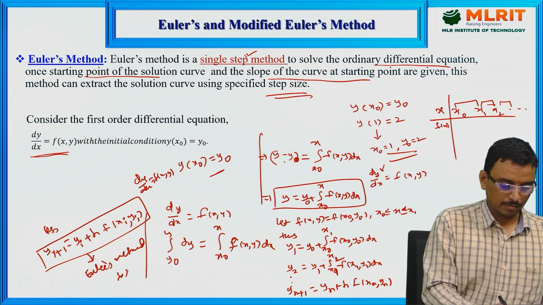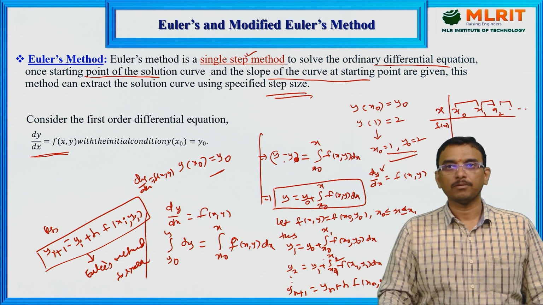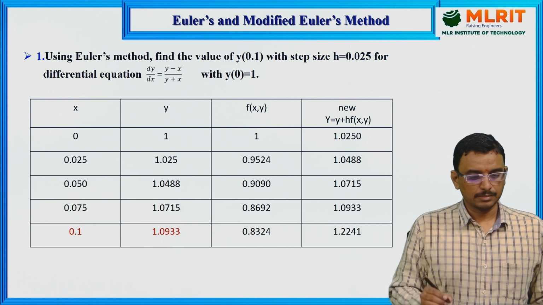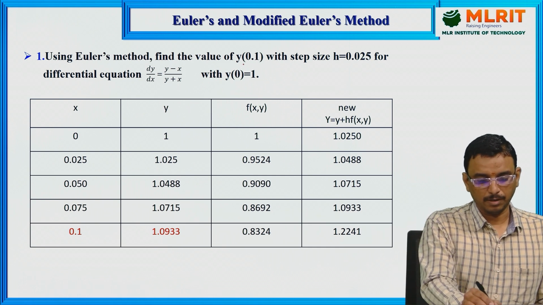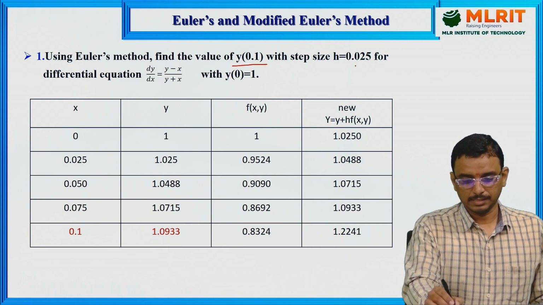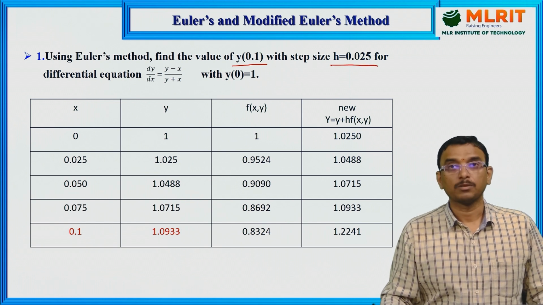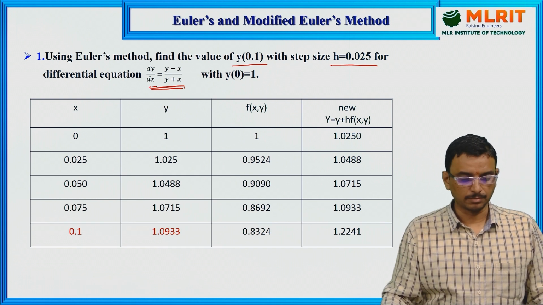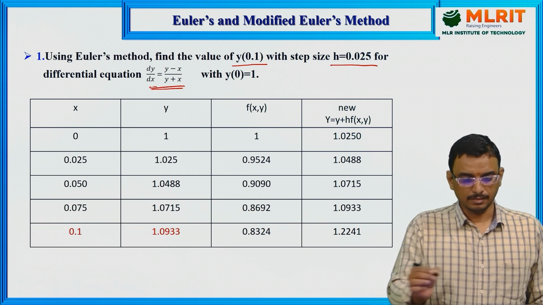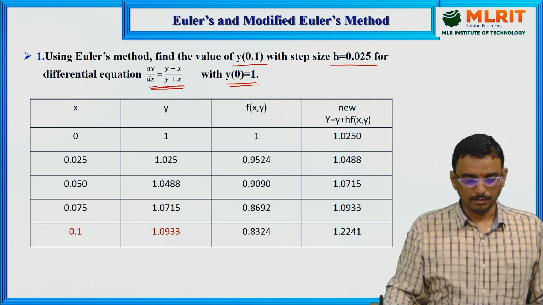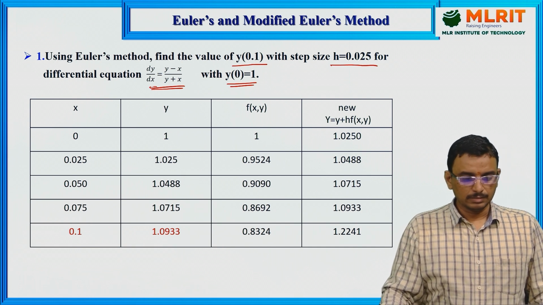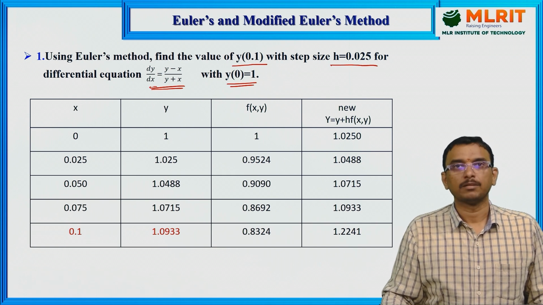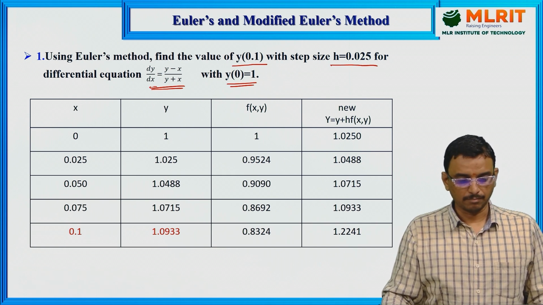Using this formula, we can calculate the value of y corresponding to x. Now let us see an example. Using Euler's method, find the value of y at 0.1 with step size h equal to 0.025 for the given differential equation dy by dx equal to y minus x by y plus x, with the initial condition y of 0 is equal to 1. Using this we can find the value of y of 0.1.